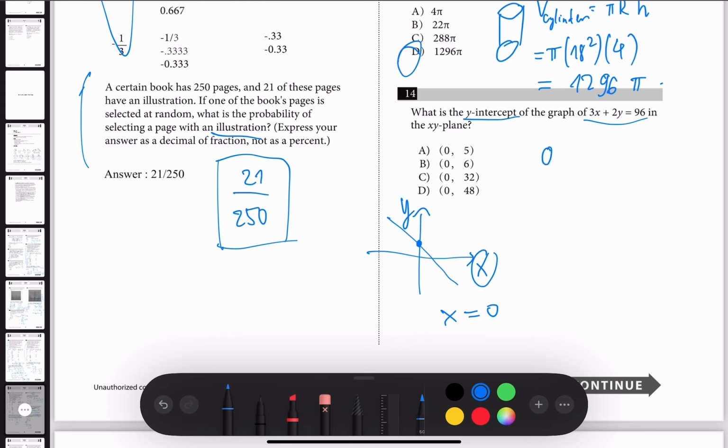So you have 0 plus 2y equal to 96, and you just do basic algebra and find y. 96 over 2 equals 48. So the answer is D.